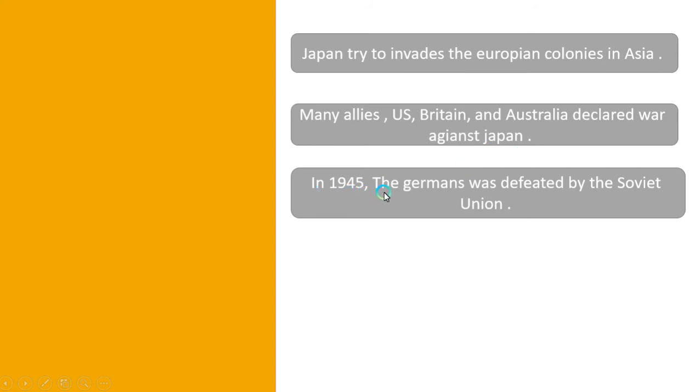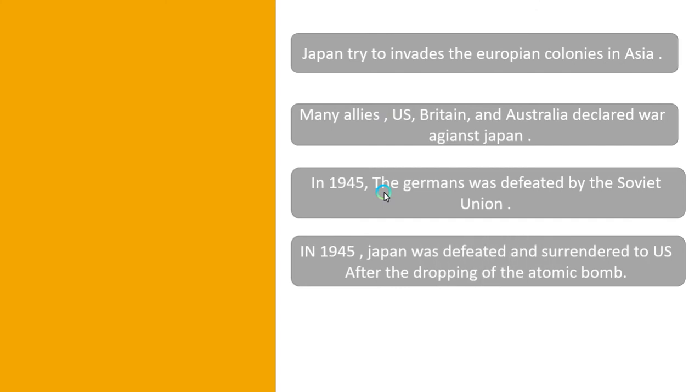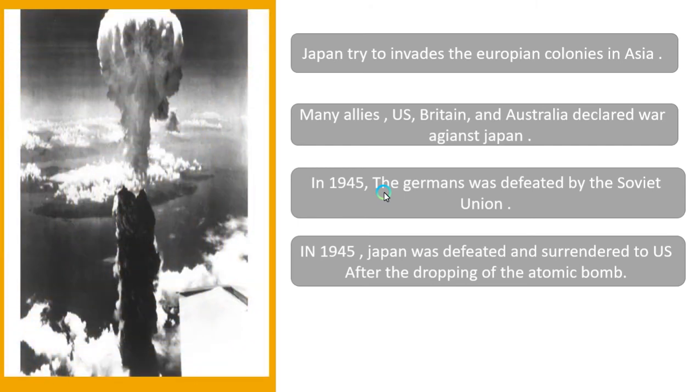In 1944, Germany was defeated by the Soviet Union. And also, Japan was defeated and surrendered to the United States of America after the dropping of the atomic bomb. In 1945, the United States of America used two bombs, after the attack of Japan on America. Those two atomic bombs hit Nagasaki and Hiroshima. This one is the atomic bomb.